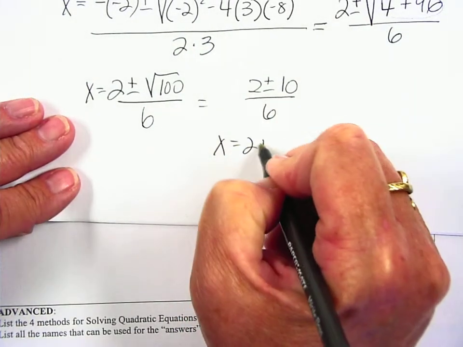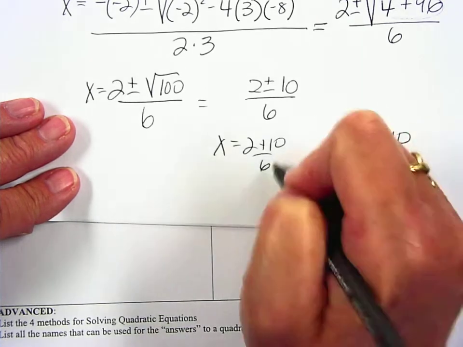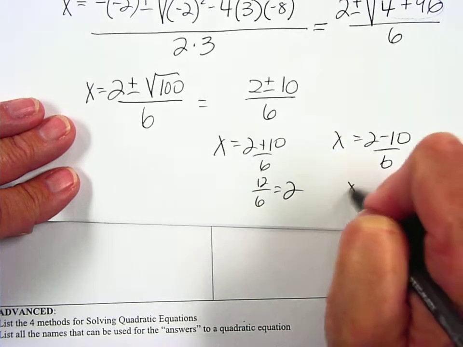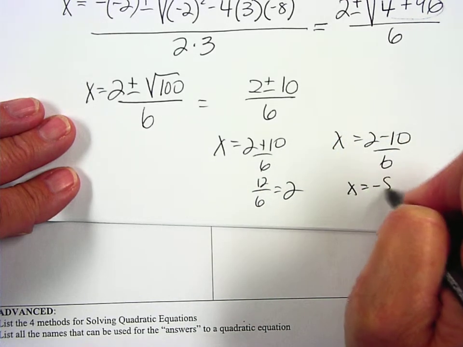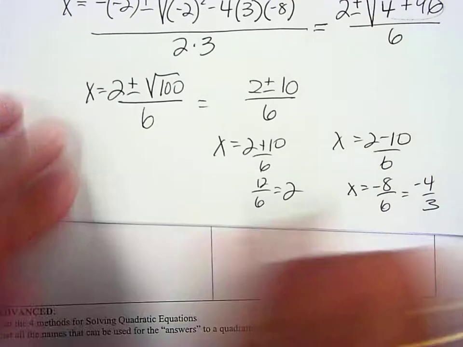x equals 2 plus 10 over 6. x equals 2 minus 10 over 6. This is 12 over 6. x equals 2. And x equals negative 8 over 6, which is negative 4/3. That's it for that one.